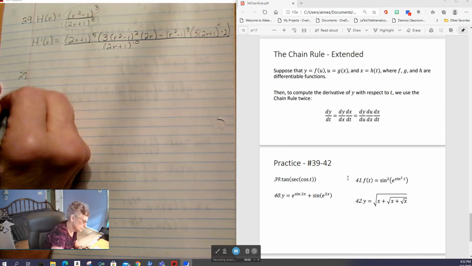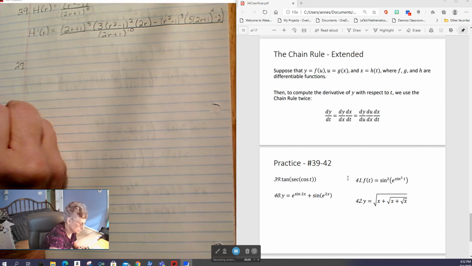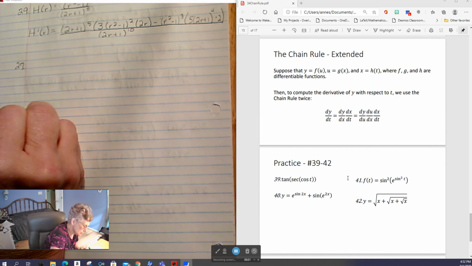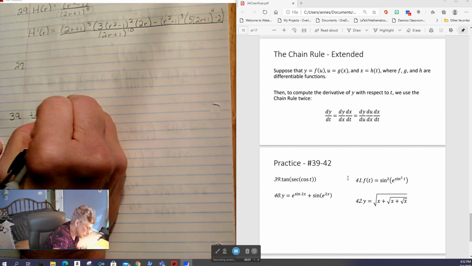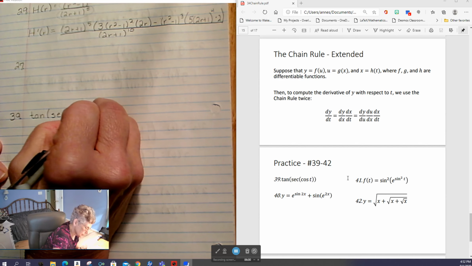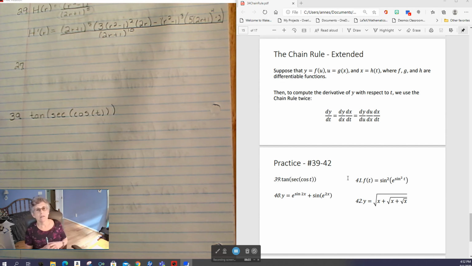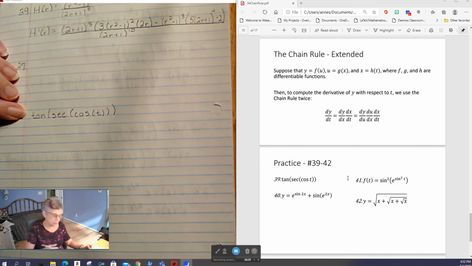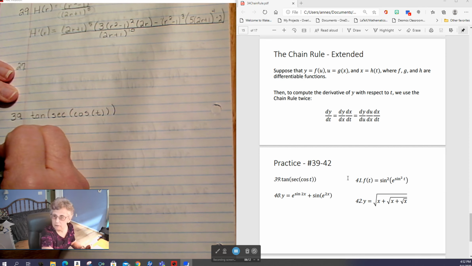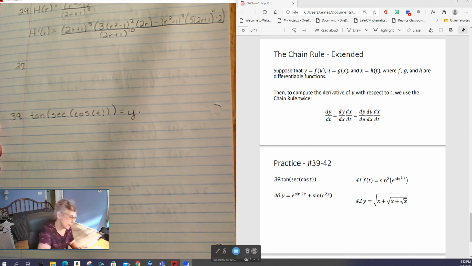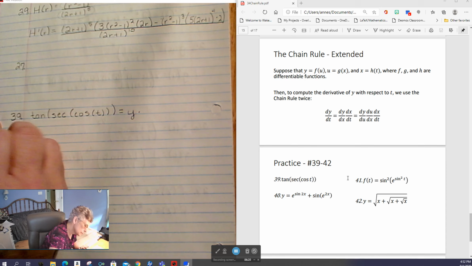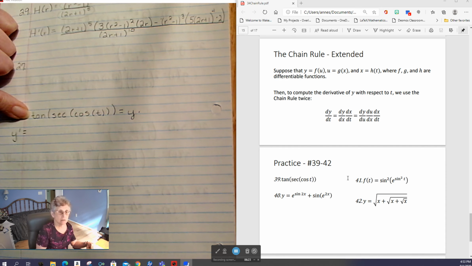Let's look at number 39. We have the tangent of the secant of the cosine of t. So we start with our outsidest function first, the derivative of tangent. And I didn't give it a name. I'm going to call it y, so I can label my answer as y primed. So derivative of tangent comes first.